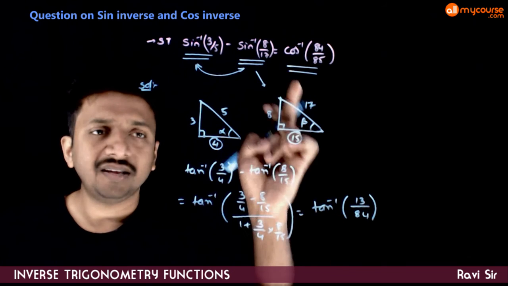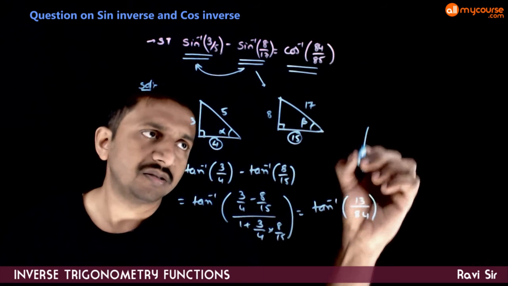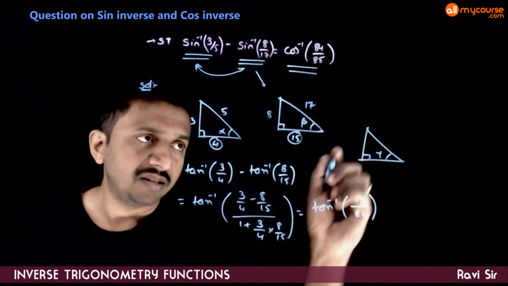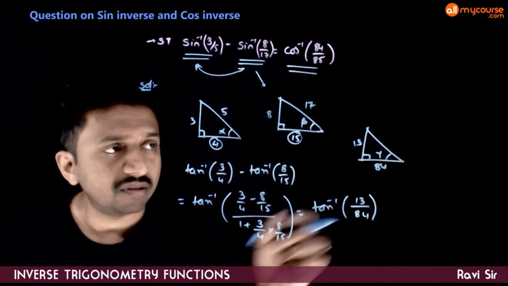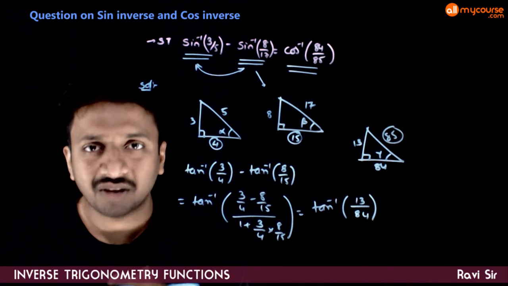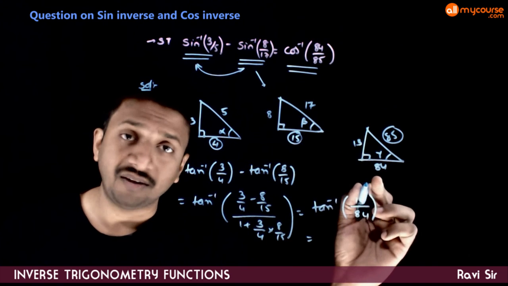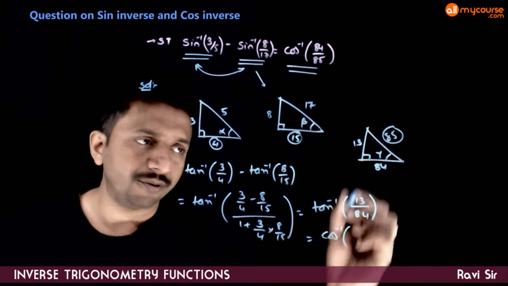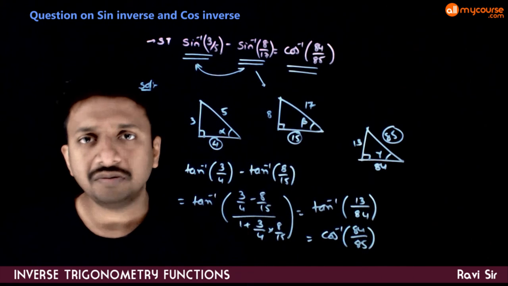So now finally we'll try to convert tan inverse x into cos inverse. So let us again take another right angle triangle. Let this angle be gamma. The opposite side is 13, the adjacent side is 84. So the hypotenuse by Pythagoras theorem will be equal to 85. So tan inverse of 13 by 84 can be written as cos inverse of 84 by 85. So this is what you're asked to prove.